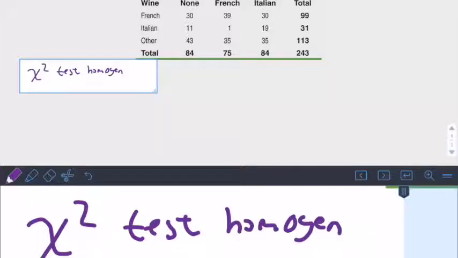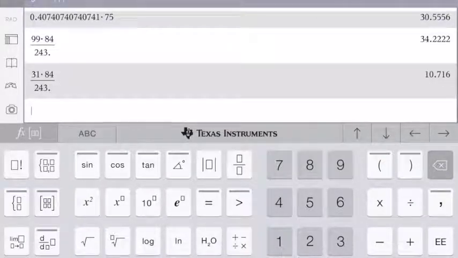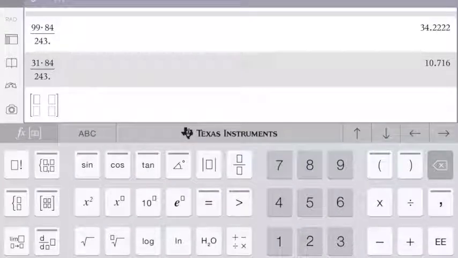Okay, we can check our conditions and all that stuff, but basically I'm just going to show you right now how to use your calculator. So what we need to do is create a matrix. You have to find that button on your calculator. Yours will look a little different than mine.